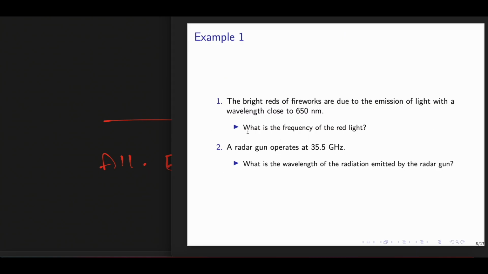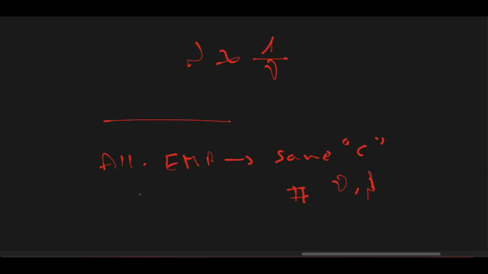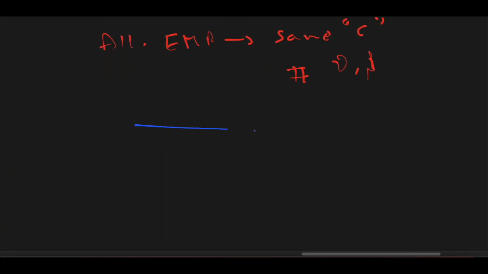Now let's do this first example. For the first question, we have the bright reds of fireworks, that are due to the emission of light with a wavelength close to 650 nanometers. So we are asked to calculate the frequency of this red light. So we have here example 1.